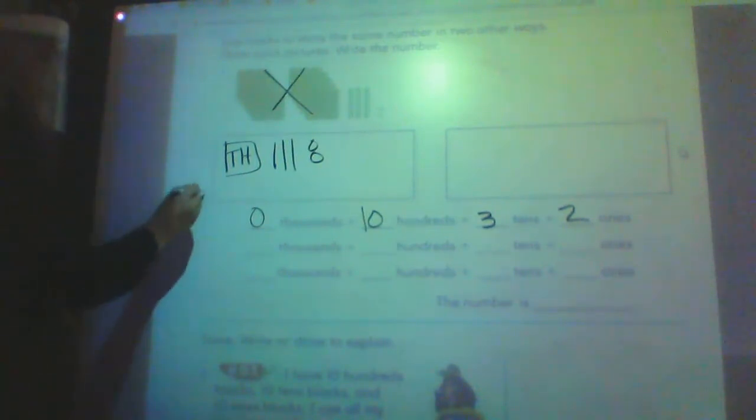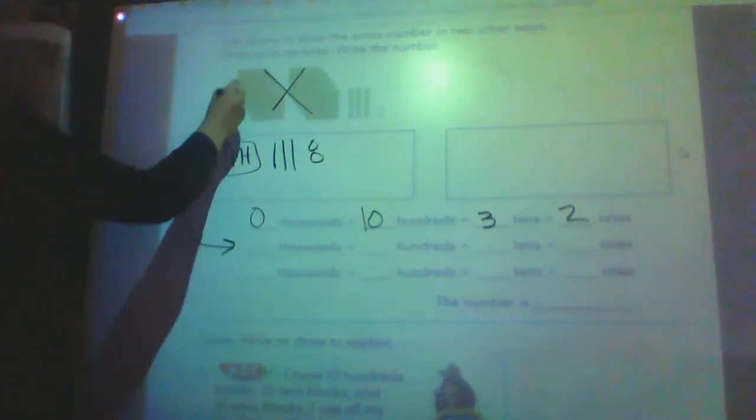Okay, now let's look here. Here we're going to make a new drawing. If I have 10 hundreds, 10 hundreds is the same as 1,000. 10 of these is the same as 1,000. So instead of drawing 10 hundreds, can't I cross those out and just draw 1,000? So that's my new picture. And then I just draw the 3 tens and the 2 ones. Now the information here is going to have to go here. You don't have to draw the arrows, I'm just showing you.